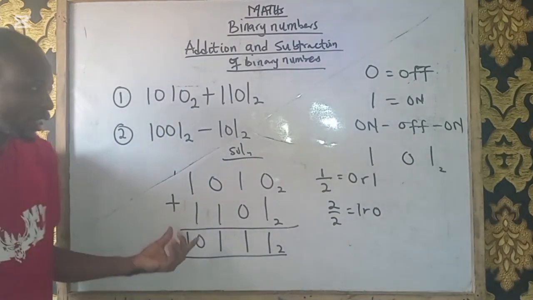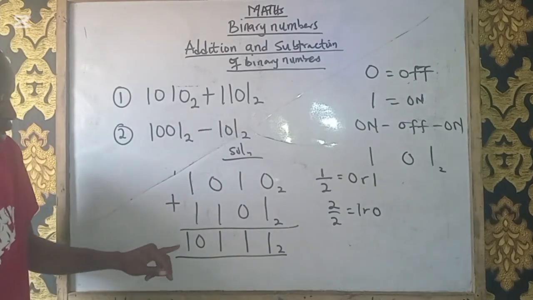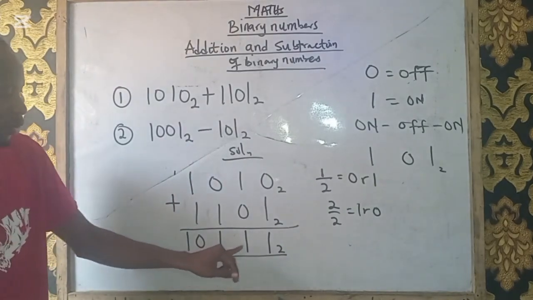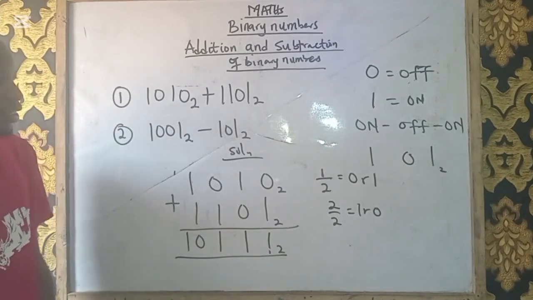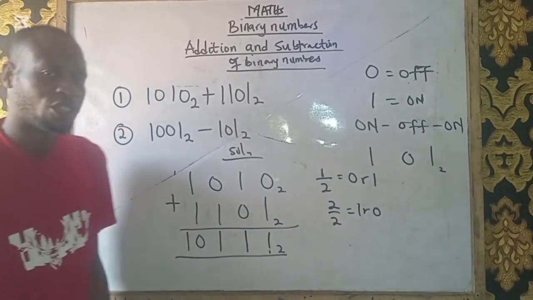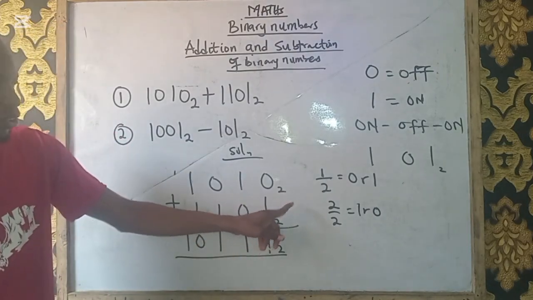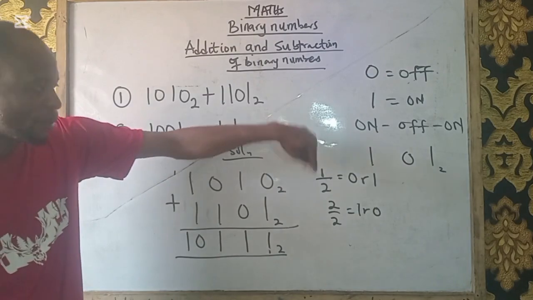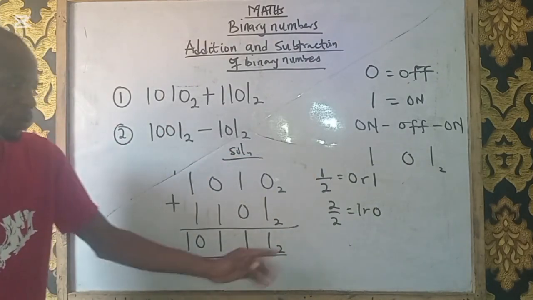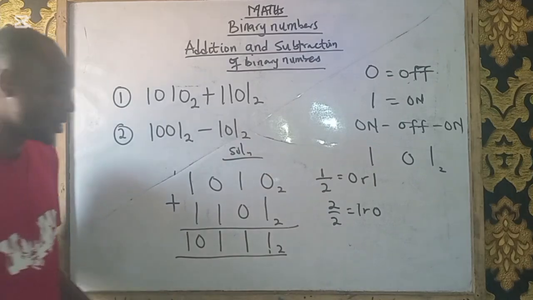So we can interpret this based on transistors: on, off, on. Do you understand that? So this is how to add binary numbers together. Even if the base is base 3, you understand what I'm saying? When you add it together, divide by that 3, then you take your remainder and put it there. Is it clear? That's how to add binary numbers together.